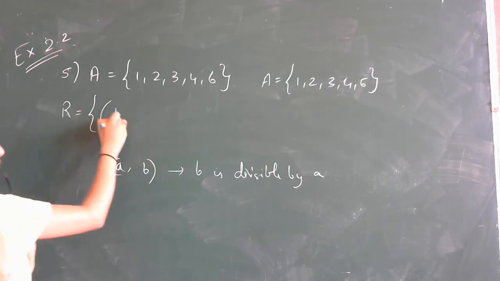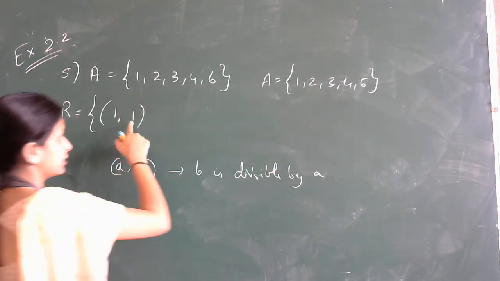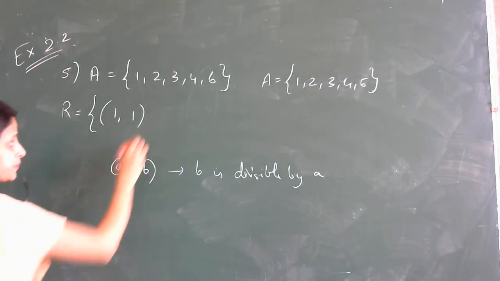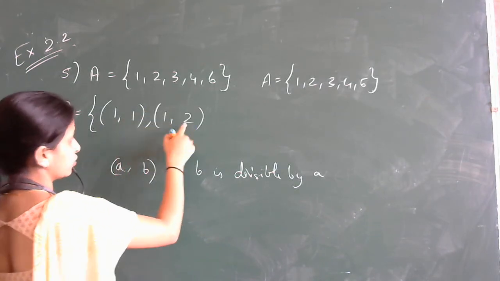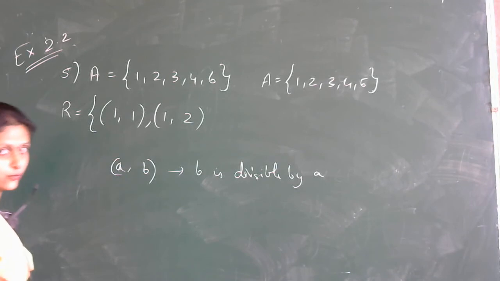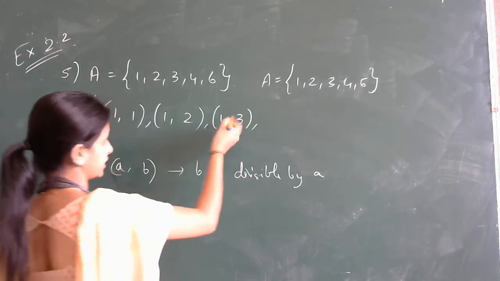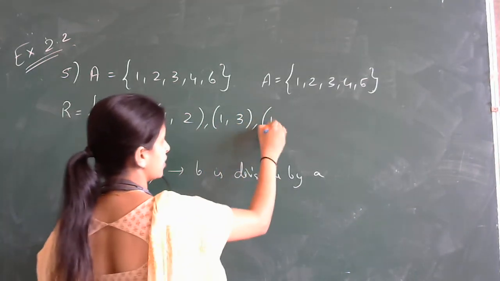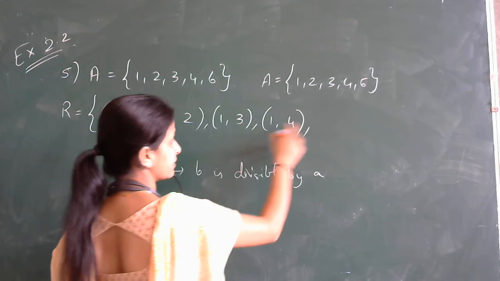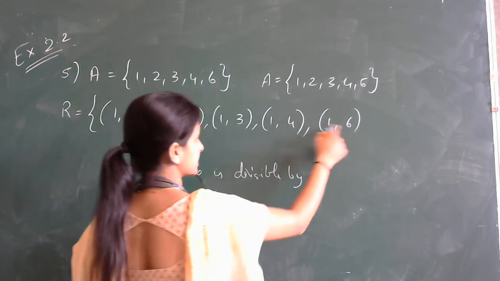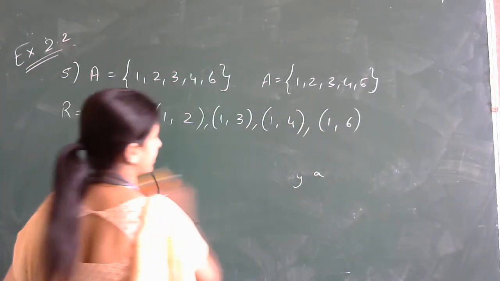Let us take 1, 1. Yes, of course 1 is divisible by 1. If I take 1, 2, is 2 divisible by 1? Of course it is divisible. Next, let us take 1, 3. 3 is divisible by 1. 1, 4. 4 is divisible by 1. 1, 6. 6 is divisible by 1. Now coming to the next number.